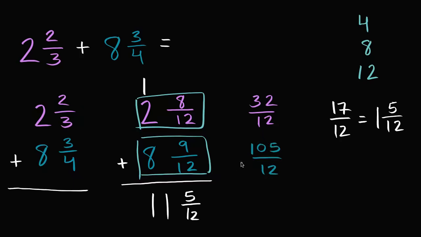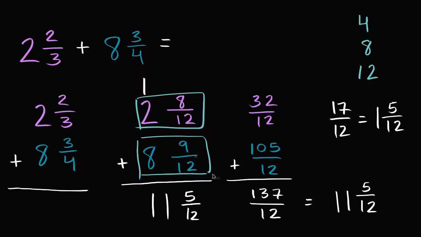105/12. If what I just did looks a little bit confusing, you should review the Khan Academy videos on converting mixed numbers to improper fractions or vice versa. But now I could think about adding these two. And what would I get? I would get 32/12 plus 105/12, which would be 137/12. And then if we wanted to rewrite this as a mixed number, we could say, okay, let's see, 12 will go into 137 11 times. 11 times 12 is 132, so you would have 5 left over. So it's 11 and 5/12.